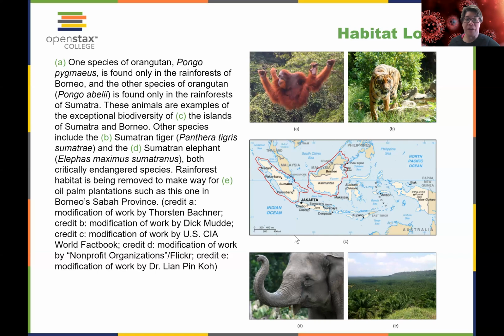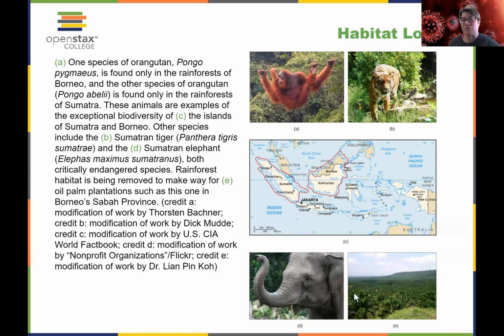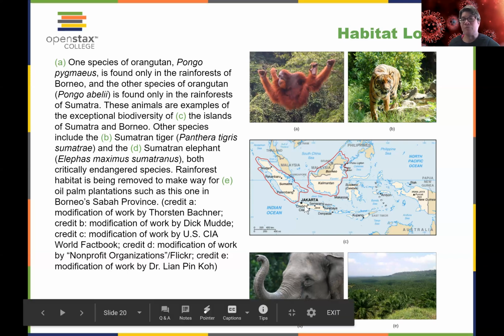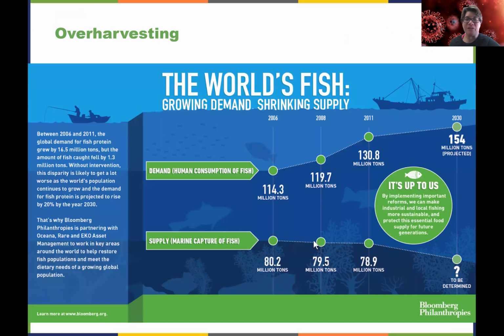So rainforests are commonly replaced and farmed and turned into, in this case, oil palm plantations to make money. And so here's a picture of the plantation. We need to make sure that we're protecting these endemic species or we'll lose them altogether just because we're trying to farm everything. And then over harvesting, we can look at the example of fishing.